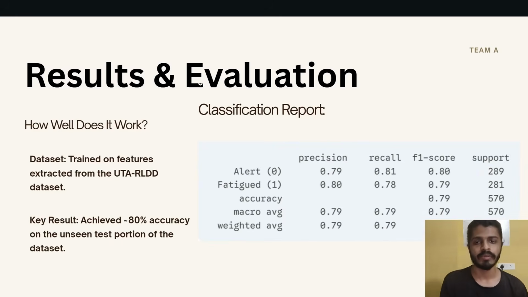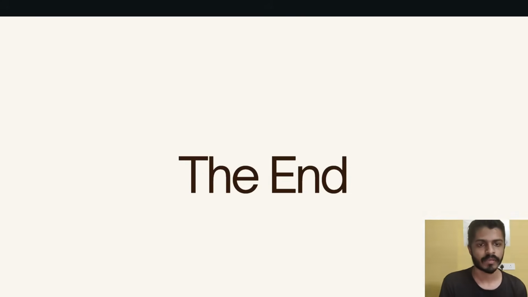After training the model, we got these results and evaluations. We got the classification report as this. The precision was 0.79. We used the UTA-RLDD dataset and achieved almost 80% accuracy, which is good, because if the accuracy is more than 90%, we consider it an overfit model. So these are all the results and evaluations of the model. Okay, and that's the end. That was our project.